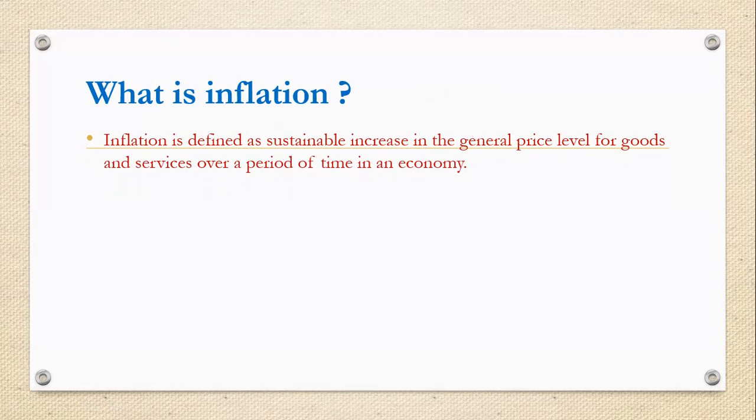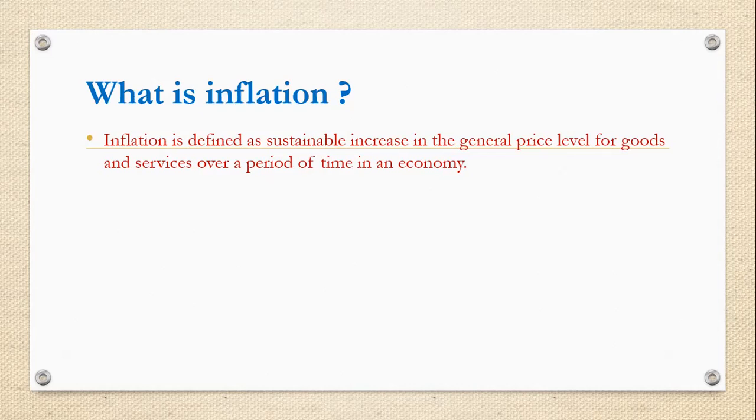So we can define inflation this way: when the price of goods and services increases for a long time, not for a particular time, but the price of the product increases slowly over a period of time, and that affects the lifestyle of general people, that is called inflation. That means due to inflation, the prices of the products that general people depend on rise, and this hampers their usual purchasing power, so they can buy fewer goods and services with the same amount of money than before. So inflation is defined as a sustainable increase in the general price level for goods and services over a period of time in an economy.